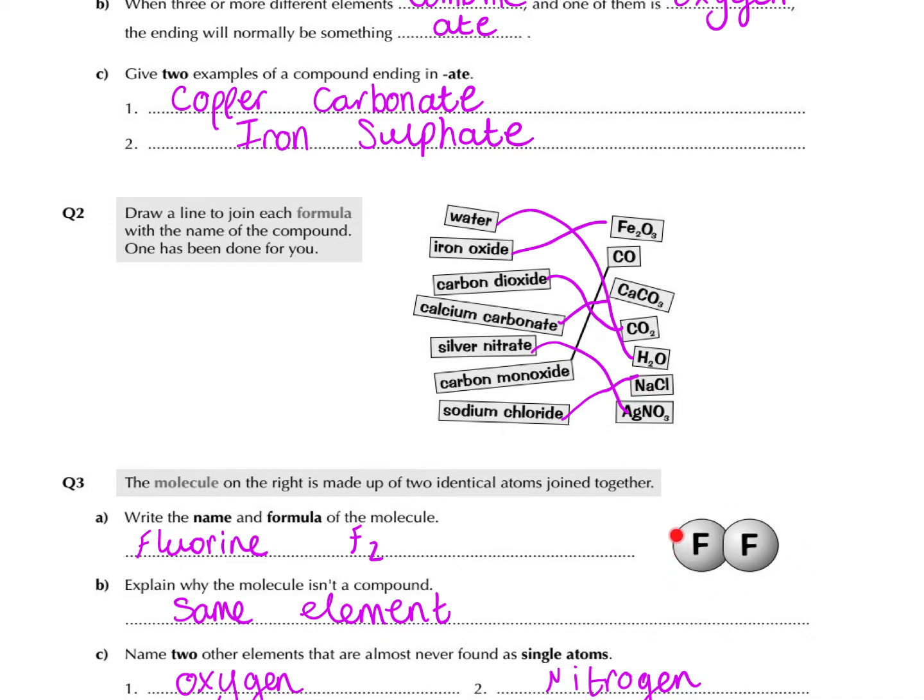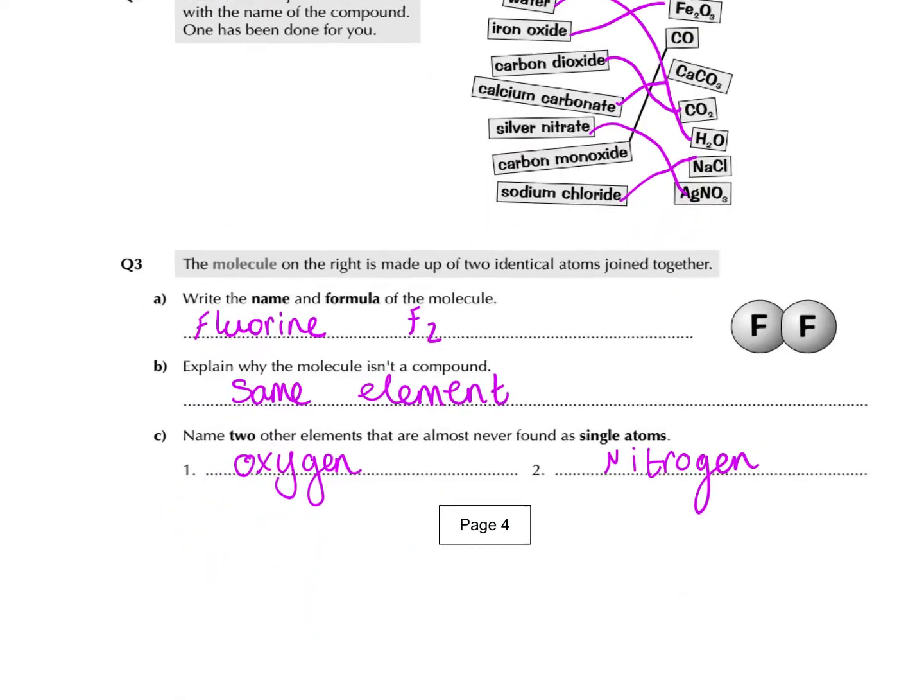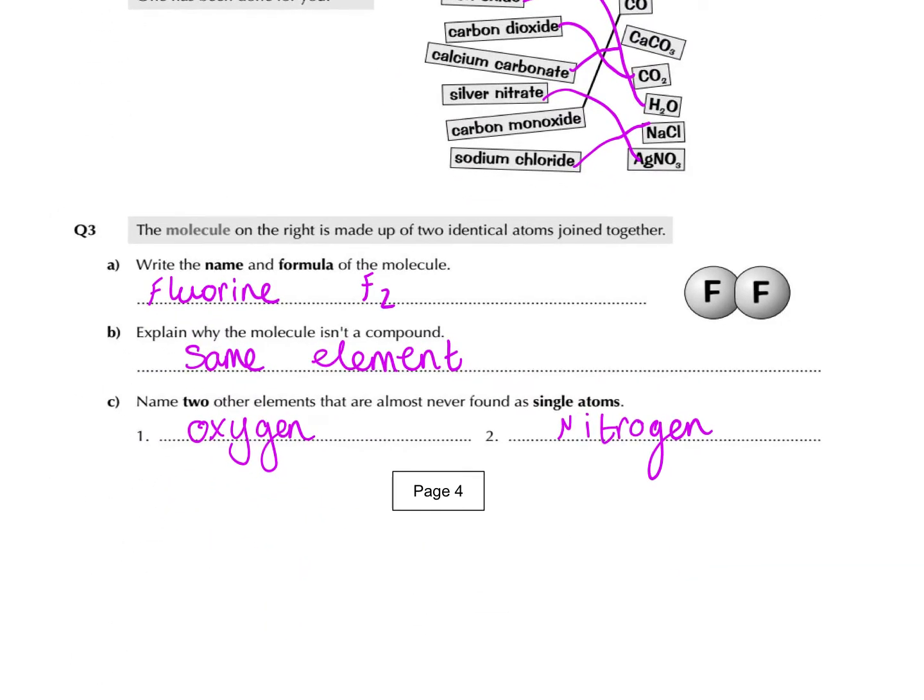Give the name and formula of the molecule. So it's 2 F's, so it's fluorine. Why is it a molecule and not a compound? Because they're the same element. Give 2 other elements almost always never found as single atoms. So it's the 7 on the periodic table. You've got nitrogen, oxygen, and then fluorine, chlorine, bromine going down there. They're the big 5 you kind of remember, and hydrogen, which doesn't fit in the 7.